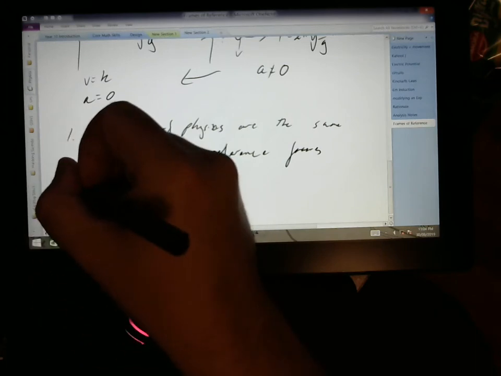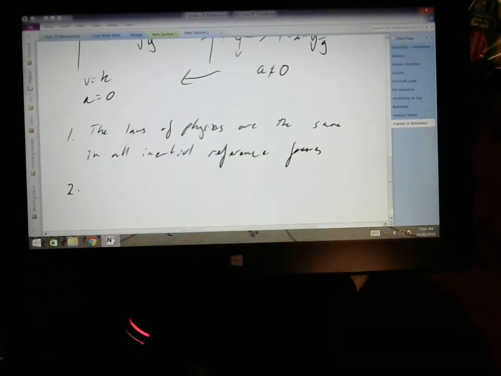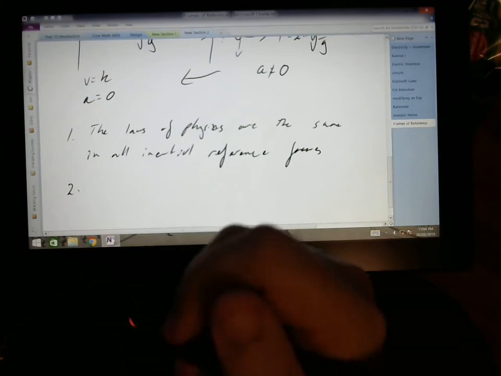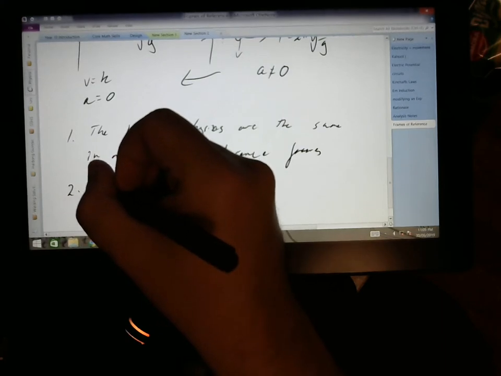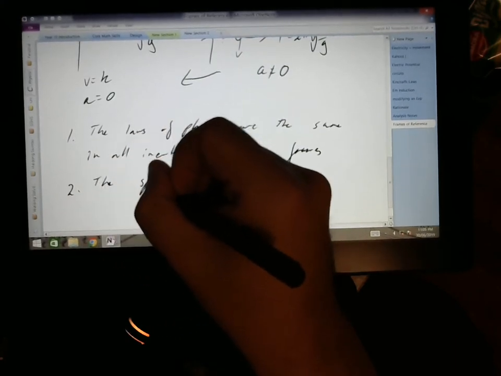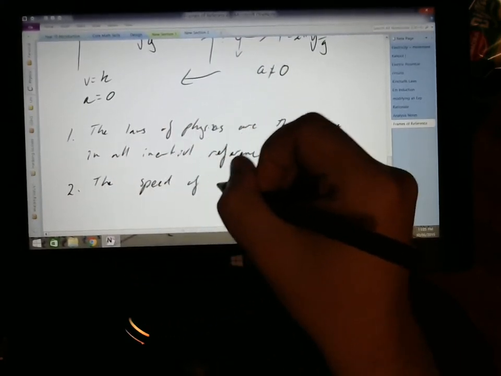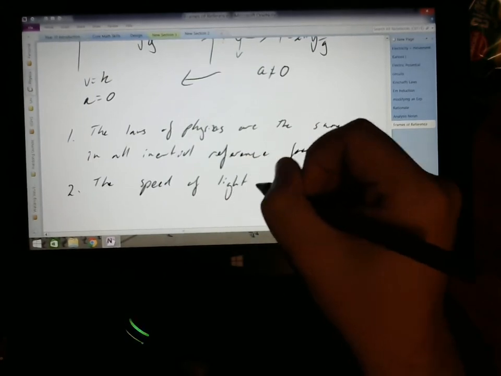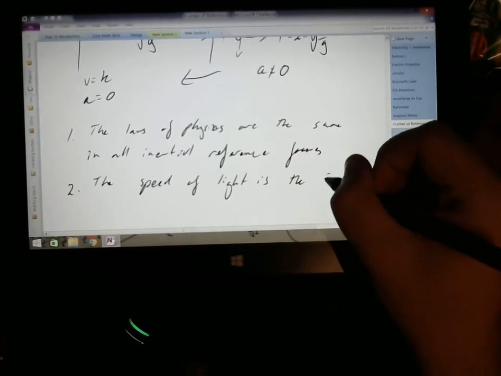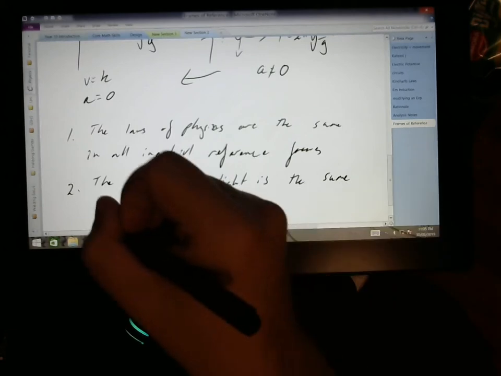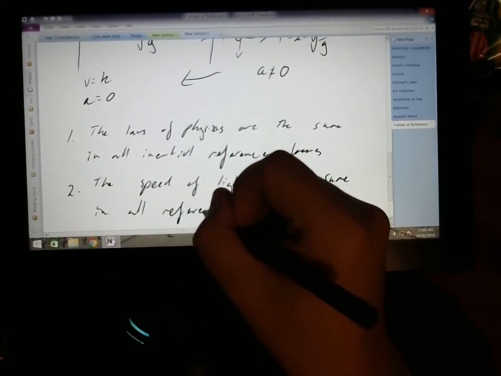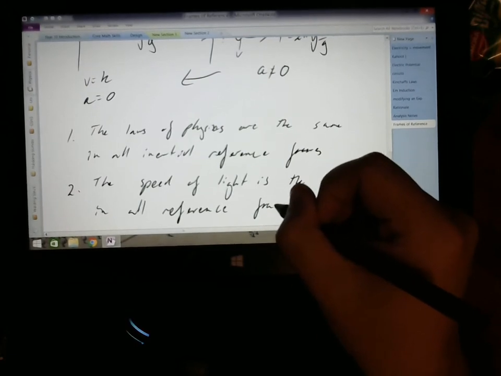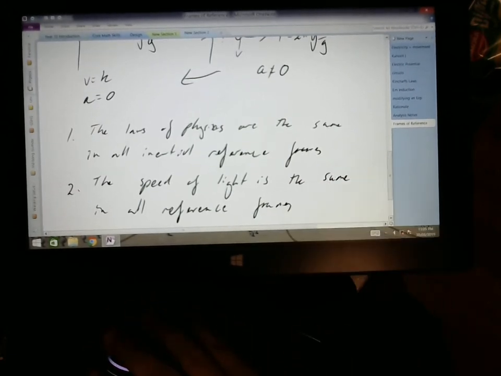Secondly, and this one we haven't dealt with yet, but I'm going to do the video repeating the experiment we did just so you can see the math for yourself. The speed of light is the same in all reference frames. I'll actually double check that though.